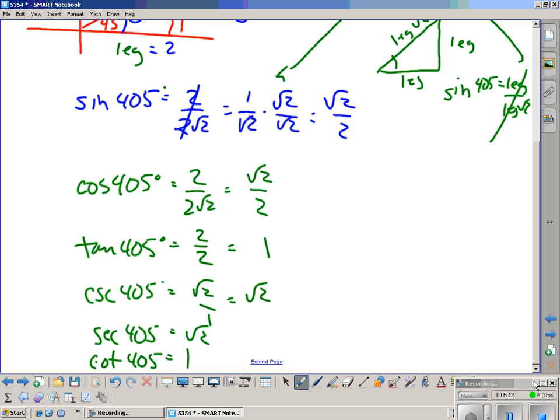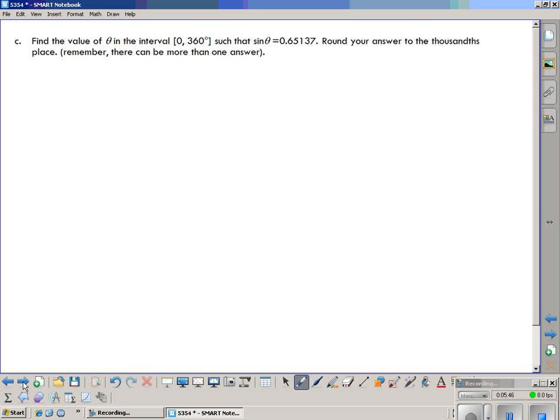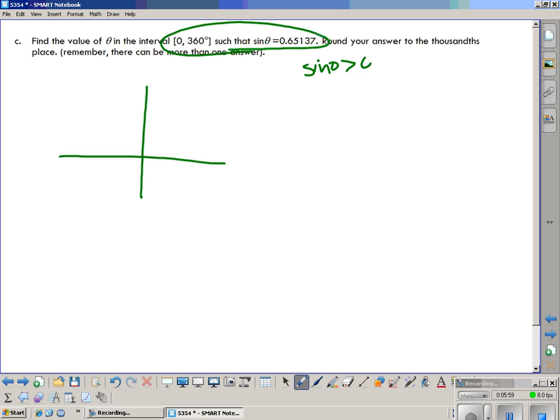So again, it's all going to come back to a 30, 60, 90, or 45, 45, 90 triangle. By the way, the theta interval, we did this one in class. So again, the big thing to remember here is that sine is positive. And again, I'm just going to help you set this up.